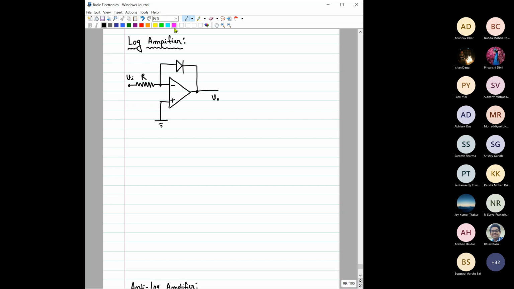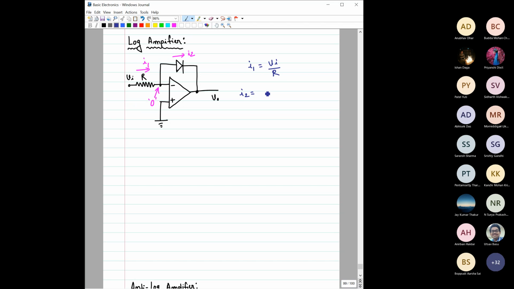Okay, so again, our goal is to find the output voltage. Again, the procedure is the same. Virtual short, potential 0. This current I1, this current I2. This is the procedure, and we will follow this procedure always. So then, what would be the value of I1? I1 would be equal to Vi by R.